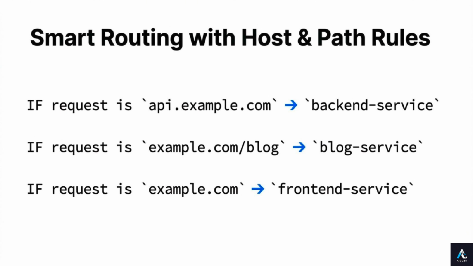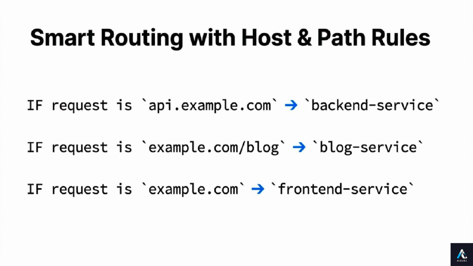Host-based rules, for example, api.example.com or www.example.com. These let you route traffic based on the domain name the user is trying to reach. The second form is path-based rules, such as /blog, /admin, or /checkout. These let you route traffic based on the specific URL path. And the beauty of Ingress is this. You can have one domain, one public IP, one load balancer, and still run many different services behind it, each with its own routing rules.